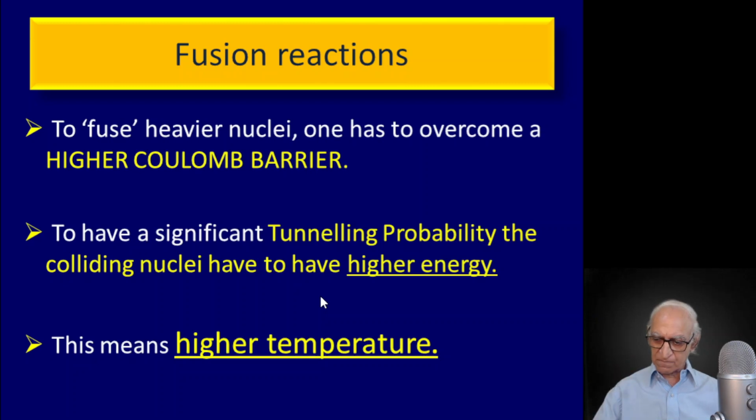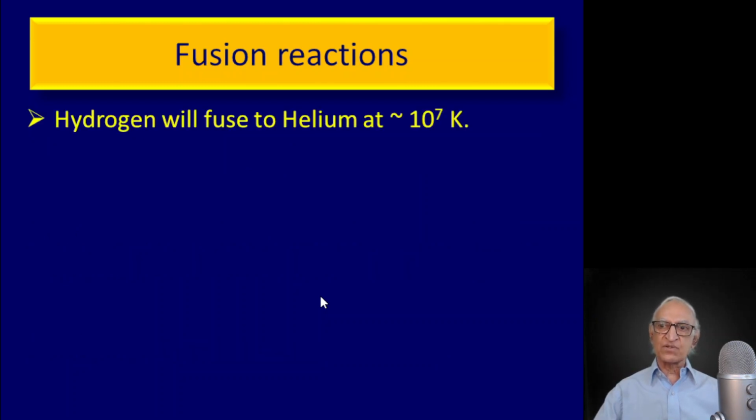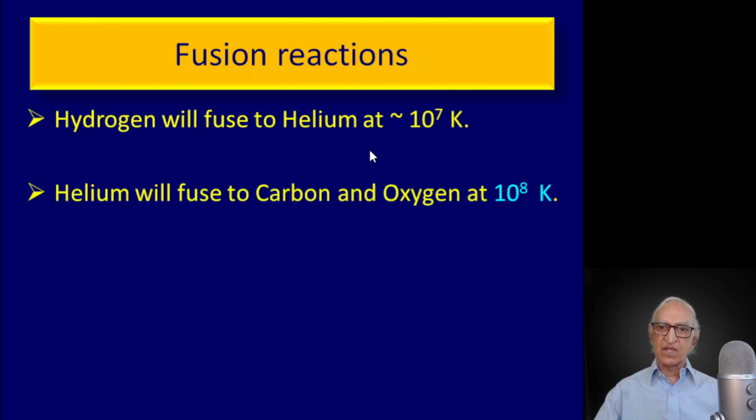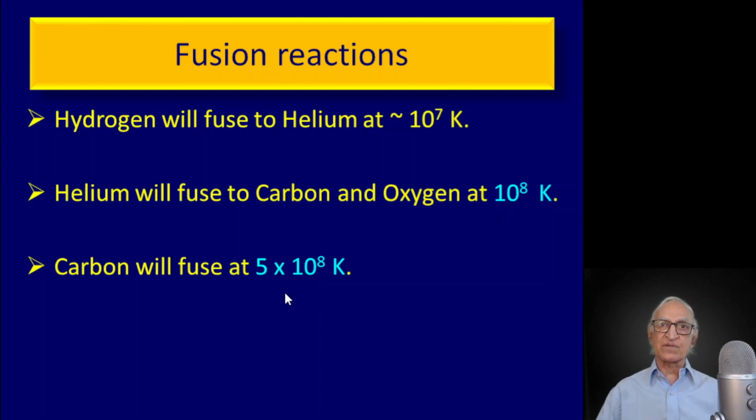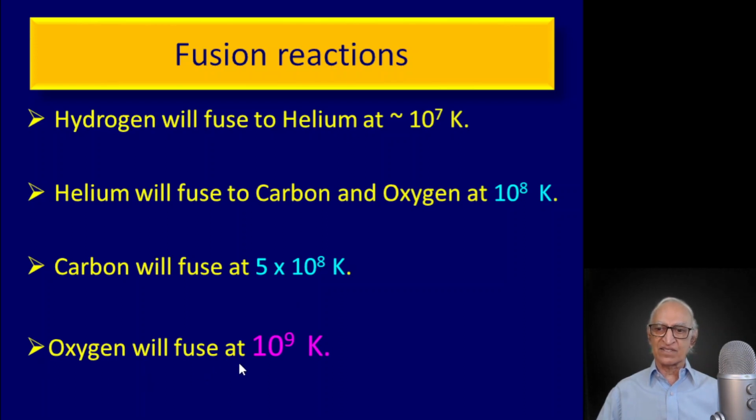and this in turn means higher central temperatures. As I explained to you in the earlier lecture, hydrogen will fuse to helium comfortably at a temperature of 10 million degrees. But in order to fuse helium to form carbon and a little bit of oxygen, you need a temperature of 100 million degrees. And to fuse carbon, you need a temperature of 500 billion Kelvin. And to fuse oxygen to form silicon, etc., you need a temperature of 1 billion degrees, and so on. So, the fusion reactions are extremely sensitive to the temperature.